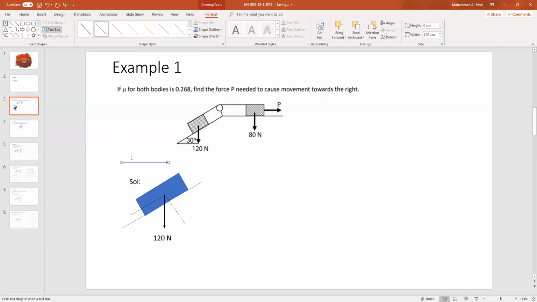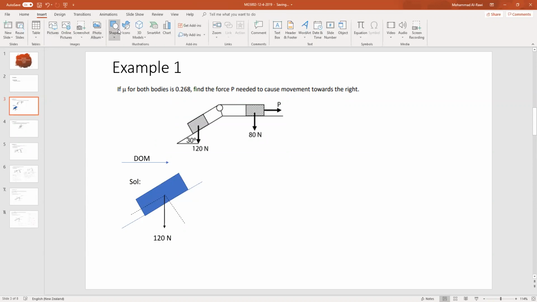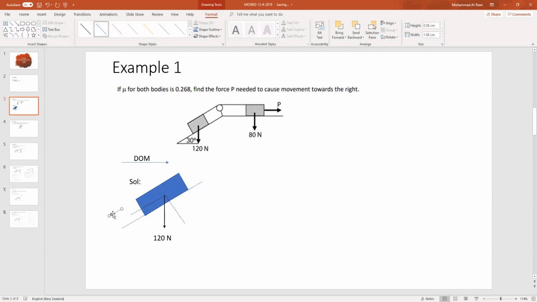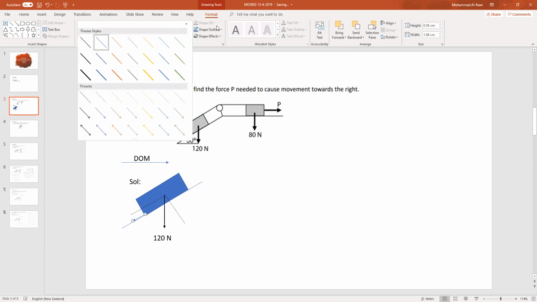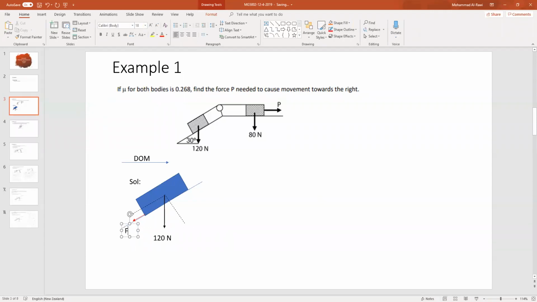So we always sample it like this, and we write DM, which stands for direction of motion. Since that is what's happening here, it's very easy to say that the friction will be opposite to that direction. So you always have a friction going in that way at that point. Let's choose a different color. This may be red, and we call it friction, Ff, force of friction.